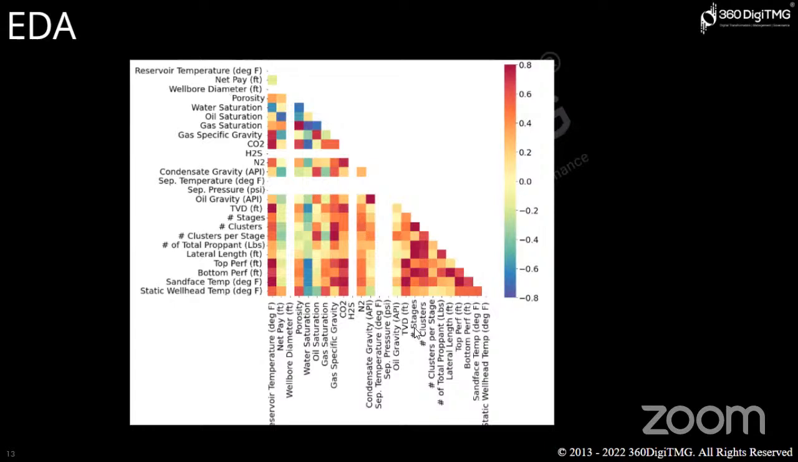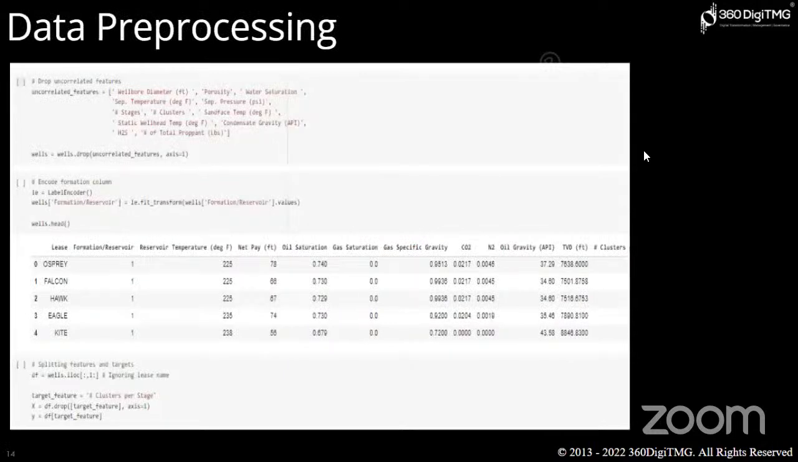When it comes to stages, the number of stages we have, I can see that there is some correlation with the clusters here. I have done some data pre-processing here. Based on the data I have seen earlier, as I have taken the example, uncorrelated features like H2S have no correlation at all. So these values I am not taking into my analysis. I want to drop all these values.